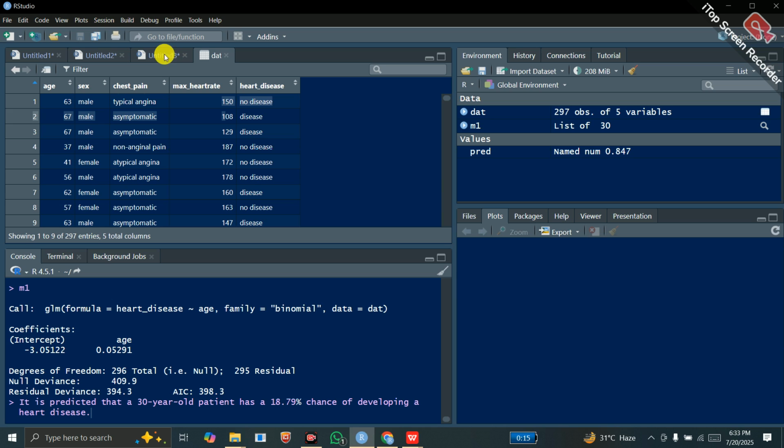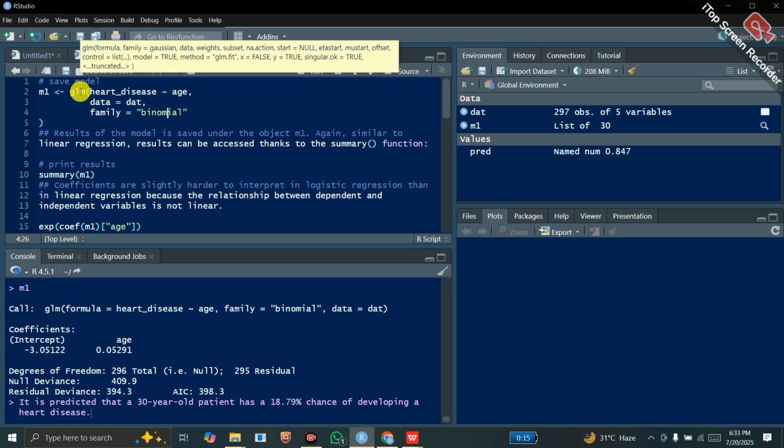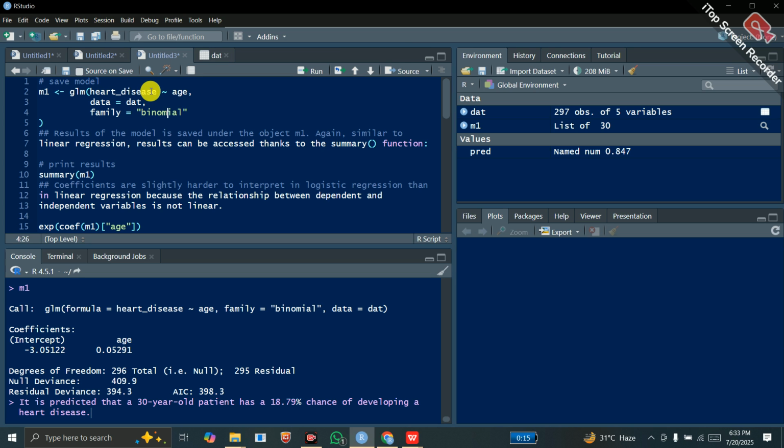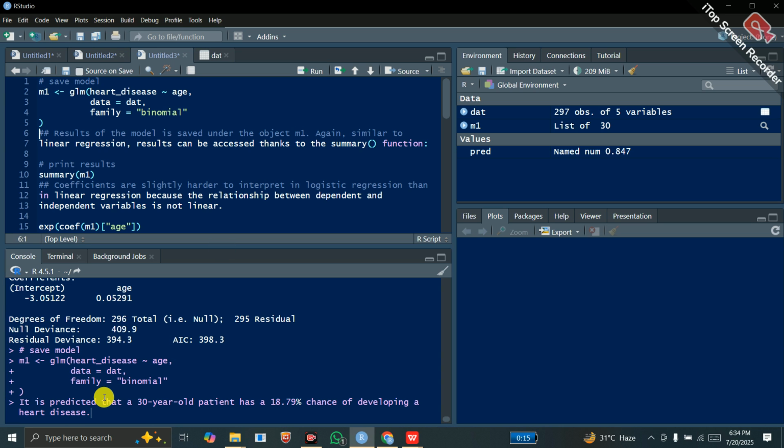So I'll use this as my dependent variable, and in this video I'm using age as my quantitative variable. So this is how I will estimate or run the binary logistic regression model. I will name this model m1, and I'll give this command glm, because a binary logistic regression model is estimated with the glm function, and within parentheses the dependent variable heart disease, and tilde, it will be regressed on age. Age is a quantitative variable, the data set is dat, and the family is binomial. So if I click run, the model has been estimated.